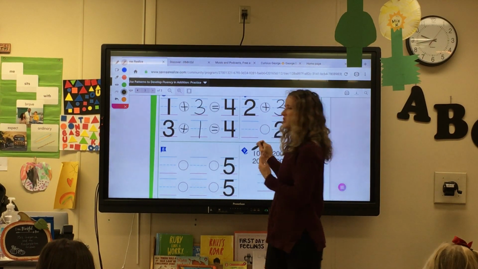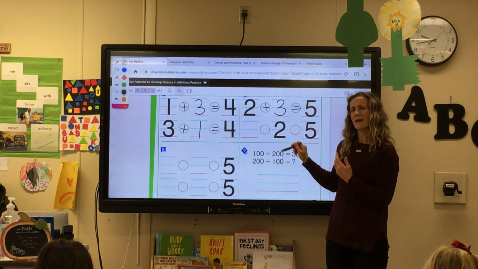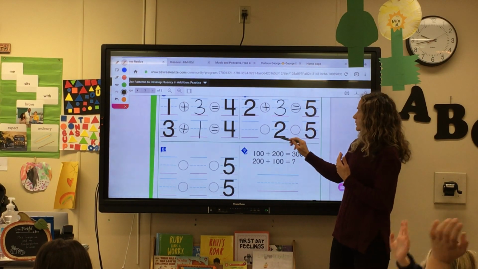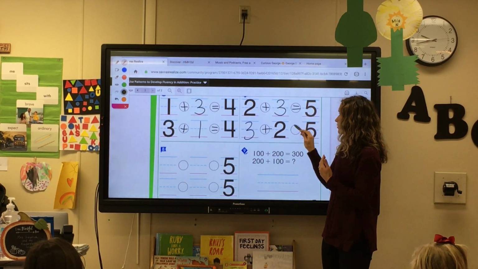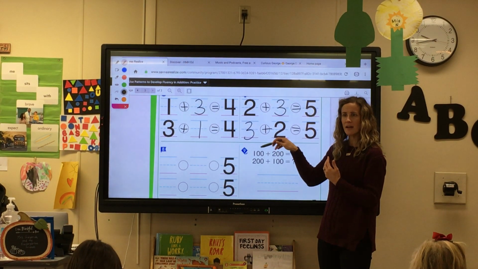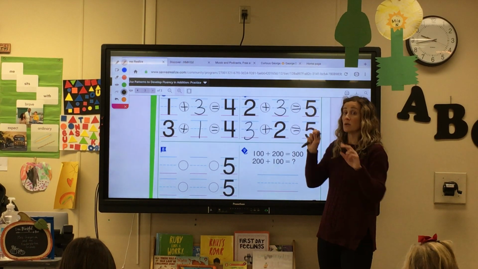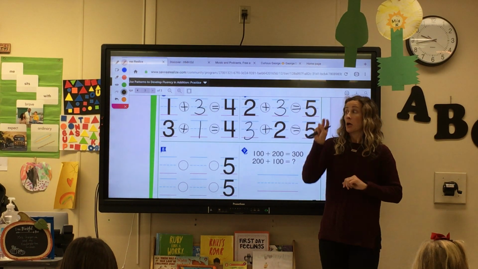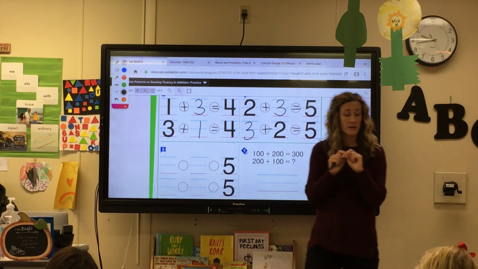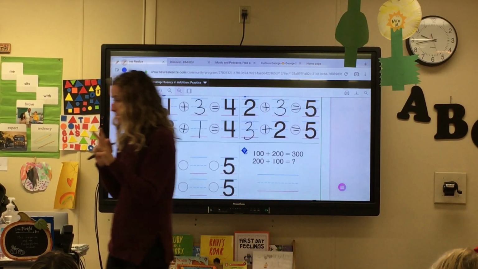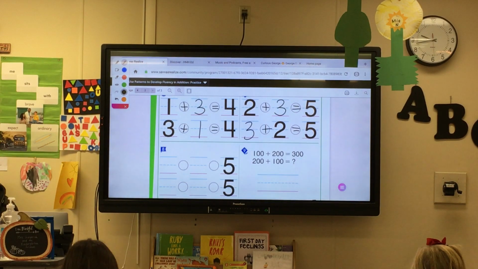So what's my next equation going to be? Who can tell me what my next equation is going to be? Luke. 3 plus 2 equals 5. You got it. We just switched the order, right? So if 2 plus 3 equals 5, then 3 plus 2 also equals 5. We just switched the order. You have that written? Everyone's got that? Okay.